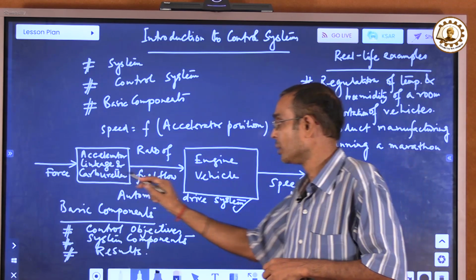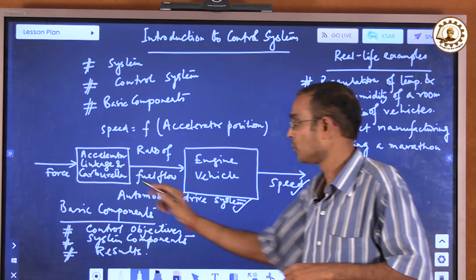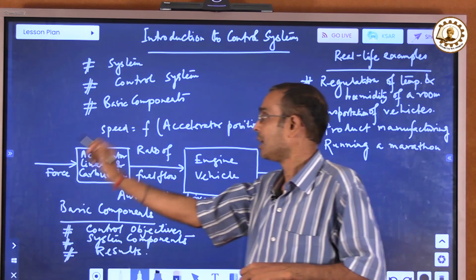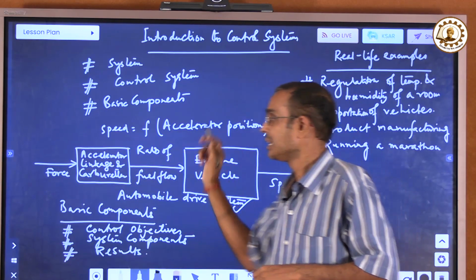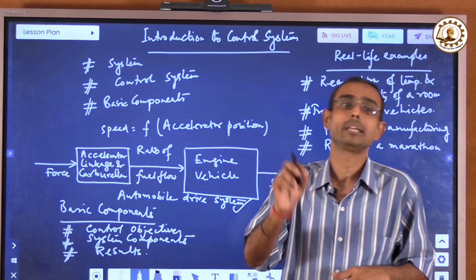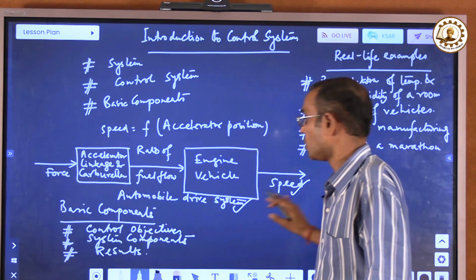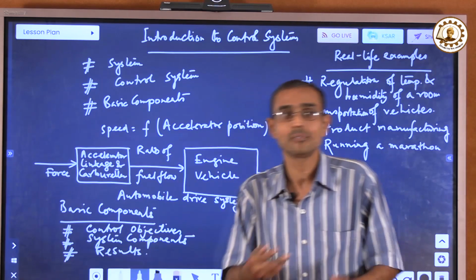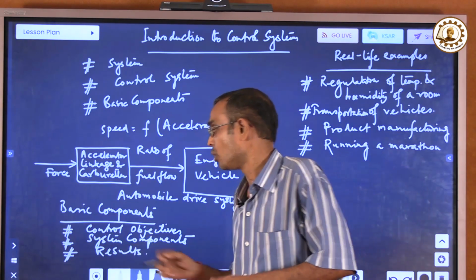That means it is going through a unidirectional signal flow through this whole system, and finally the speed will be a function of accelerator position, and that accelerator position is directly proportional to the force applied by the driver. So this is the automobile drive system. Now let us move on to the last part of this lecture, the basic components.